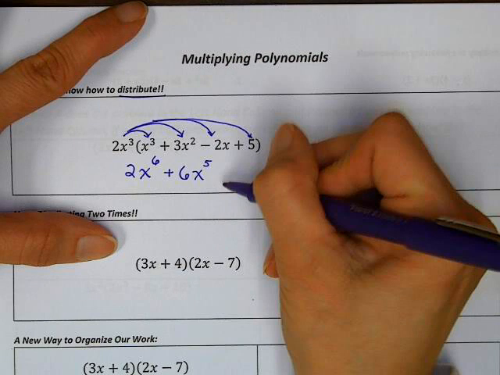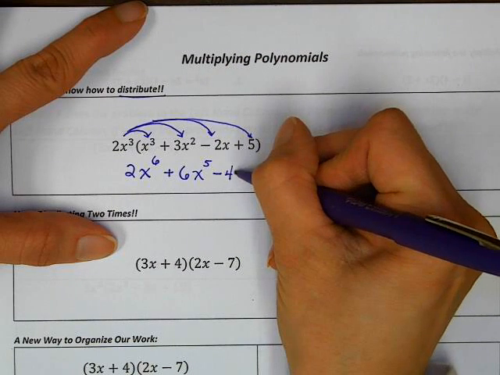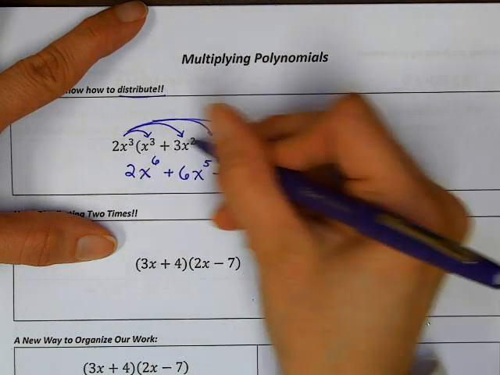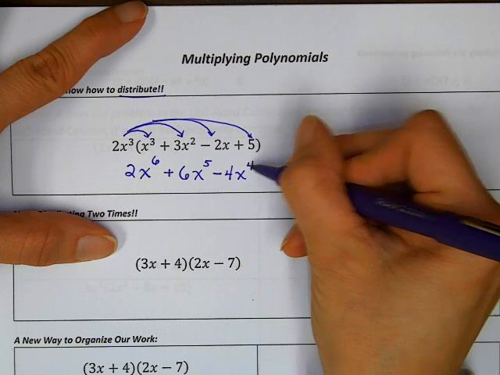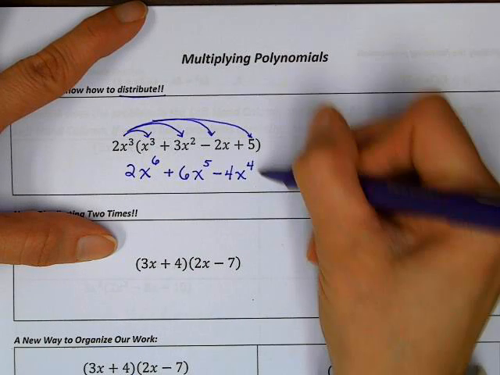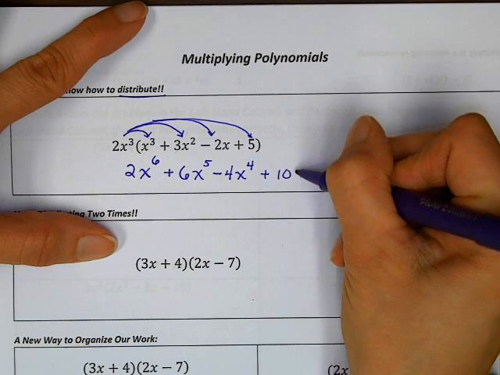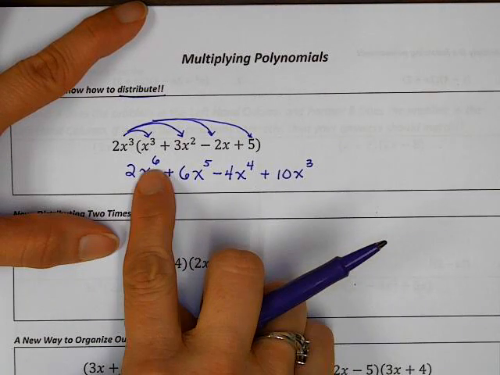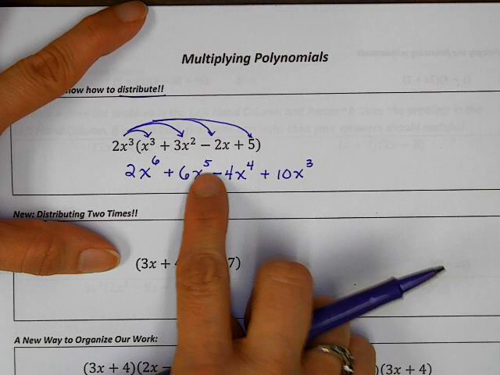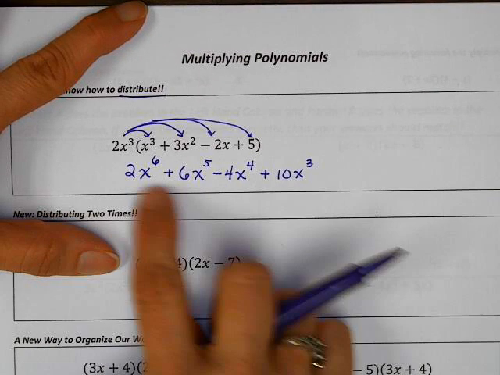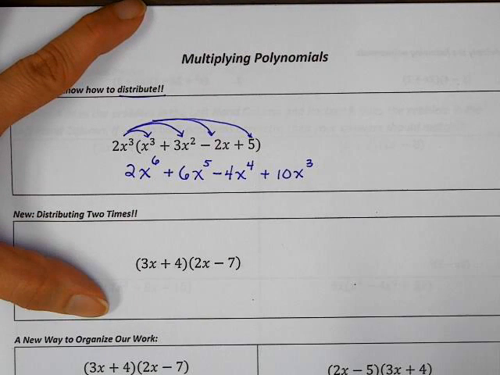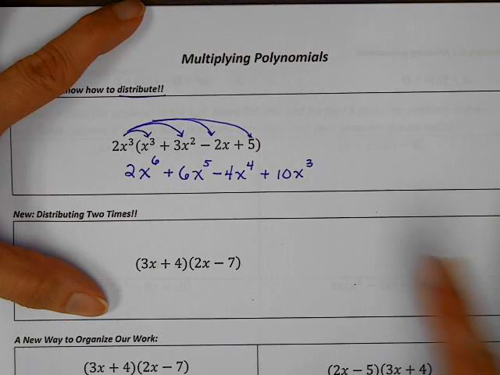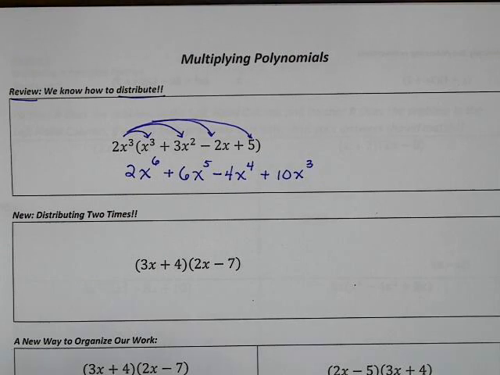2 times negative 2 is negative 4, and then the power on x would be the 4th. And finally, 2 times 5 is plus 10, and there would be x cubed. It's already in descending order: 6, 5, 4, 3. None of them are alike, so I can't combine them. I'm done. That's distributing, and that's a skill you need to have.